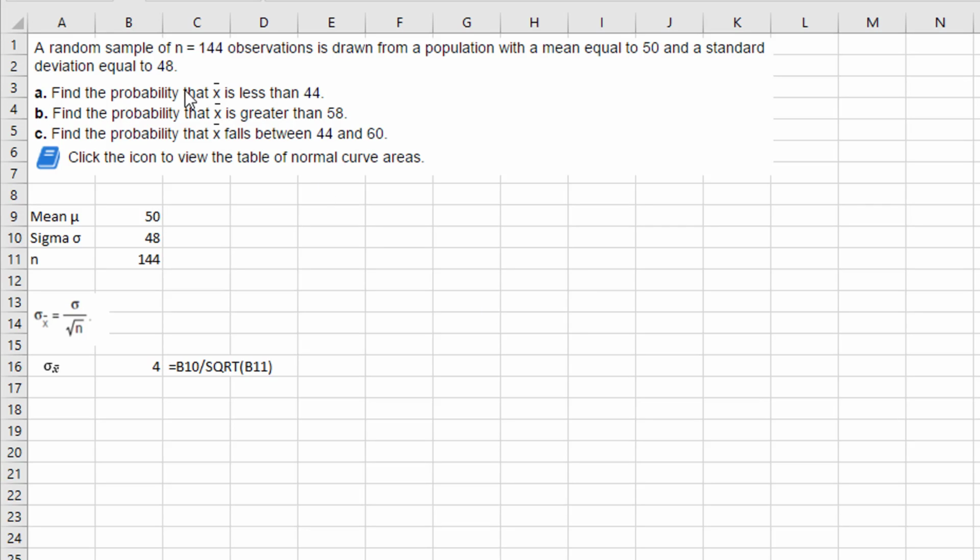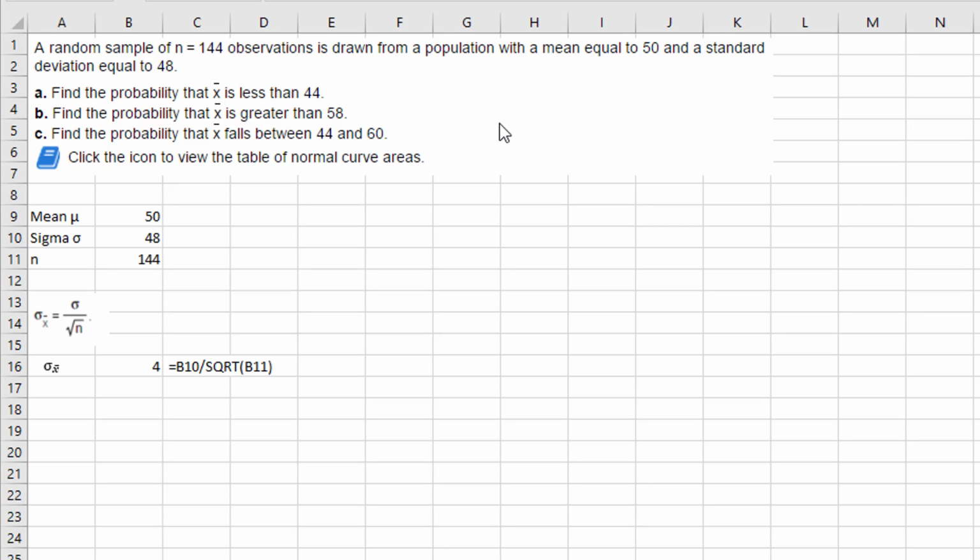We have a random sample of 144 observations drawn from a population with a mean equal to 50 and a standard deviation equal to 48. And they want us to find the probability that the mean of the sampling distribution x bar is less than 44, is greater than 58, or falls between 44 and 60. And they say, here's your normal curve areas.